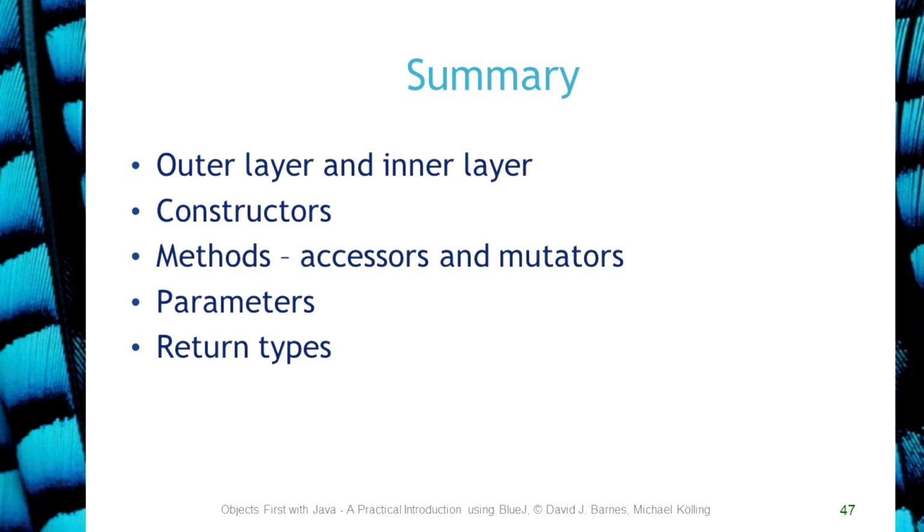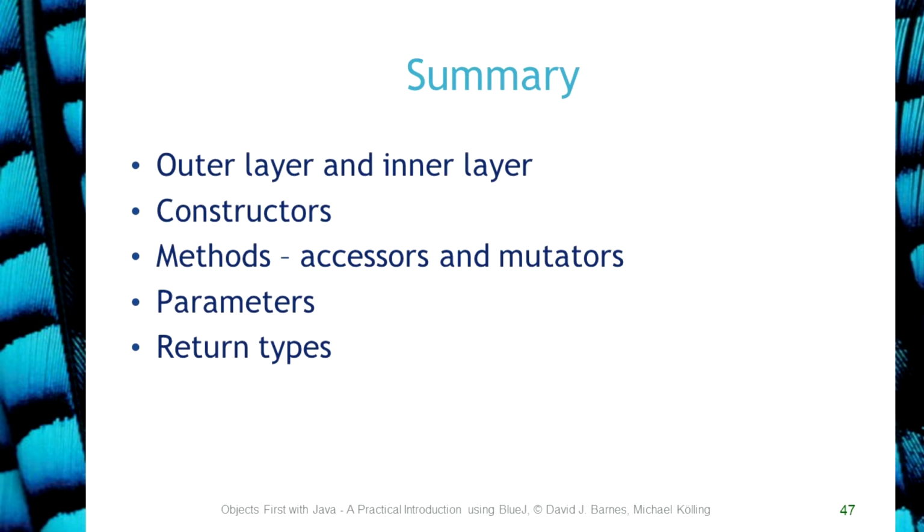Accessor methods provide information about an object state, and Mutator methods change an object state. We have seen that constructors are distinguished from methods by having the same name as the class in which they're defined. Both constructors and methods may take parameters, but only methods have a return type.